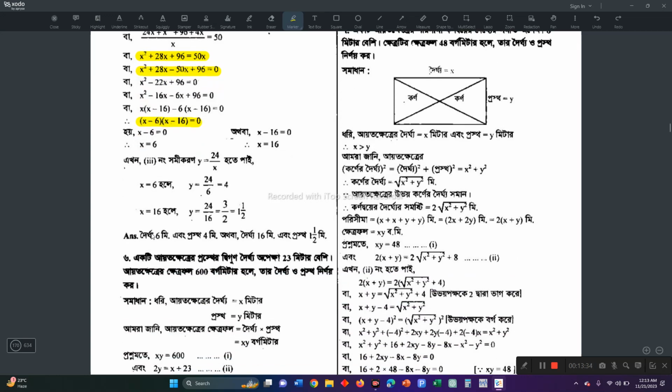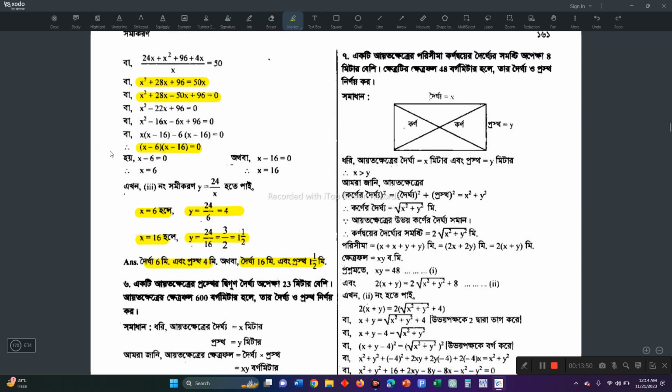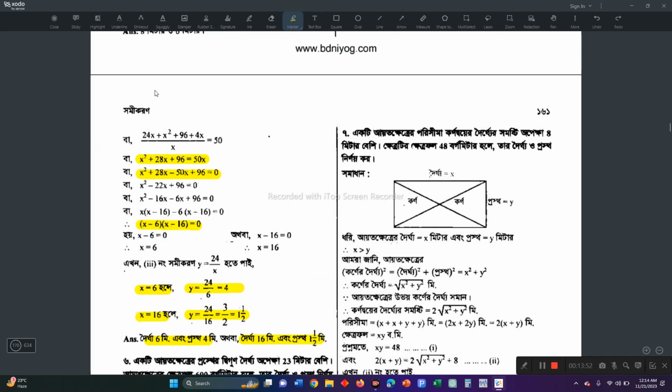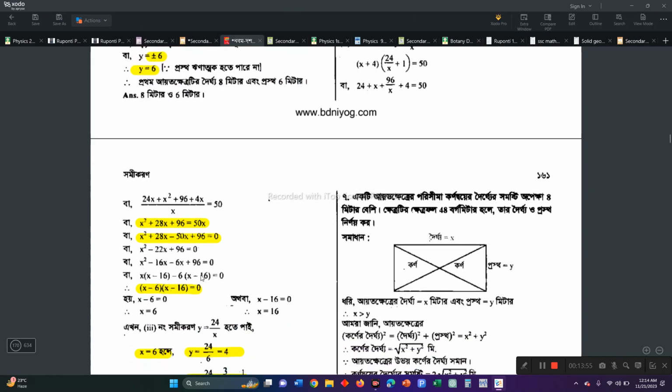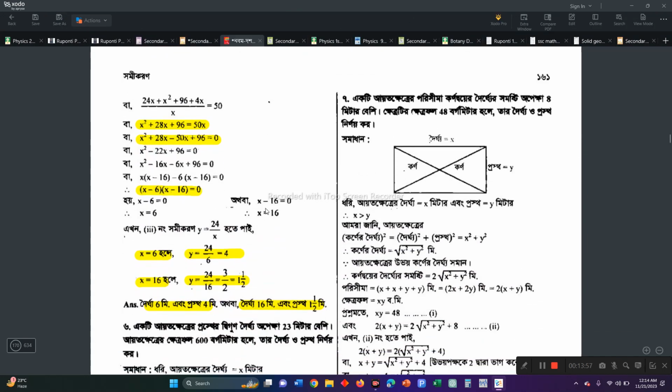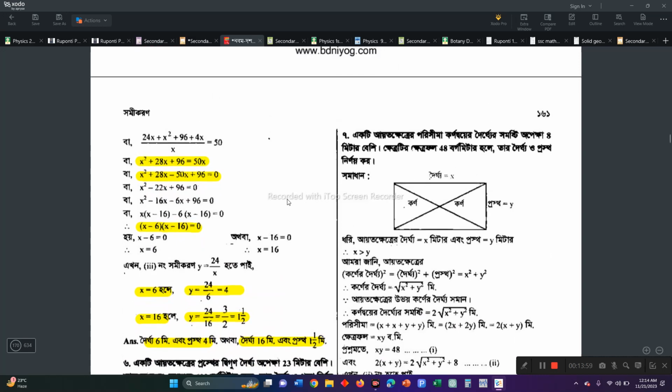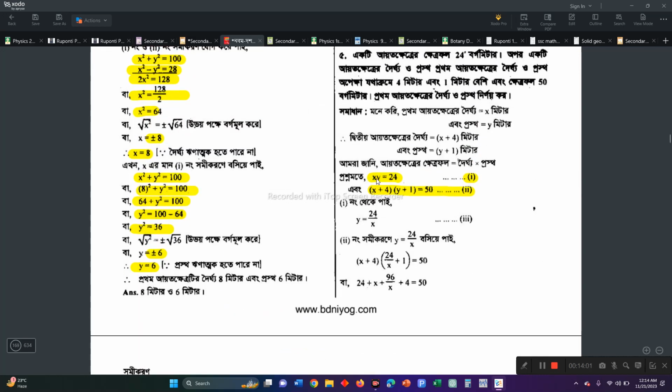So I want to note this: when x is equal to 6, y is equal to 4. When x is equal to 16, y is equal to half. That means there will be two answers. If anyone answers for only one, so x into y is equal to 24, and x plus 4 into y plus 1 is equal to 50.